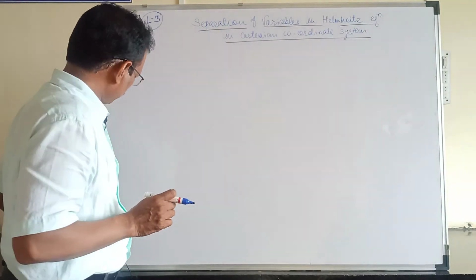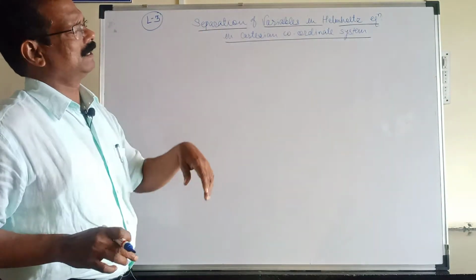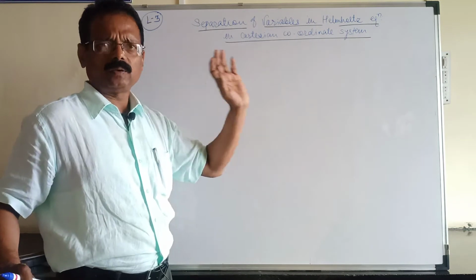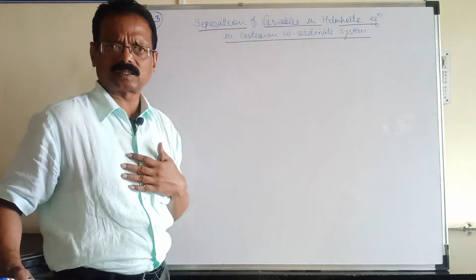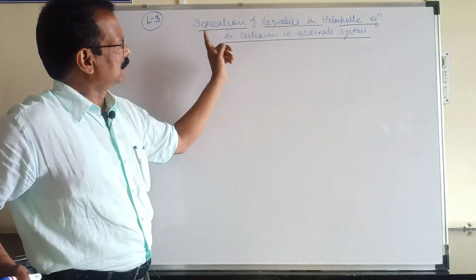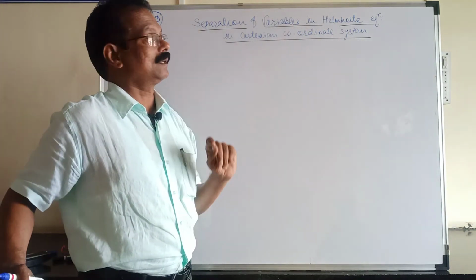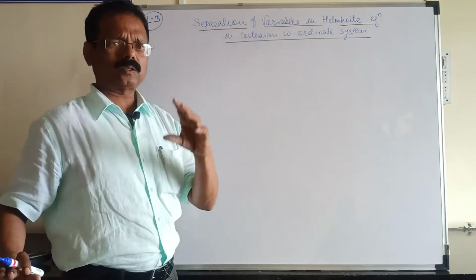Last time we saw the separation of variables in Laplace's equation, in spherical polar coordinate system, in Cartesian coordinate system, and in cylindrical coordinate system. Today we have to see the separation of variables in Helmholtz equation in Cartesian coordinate system. Just we have to revise.